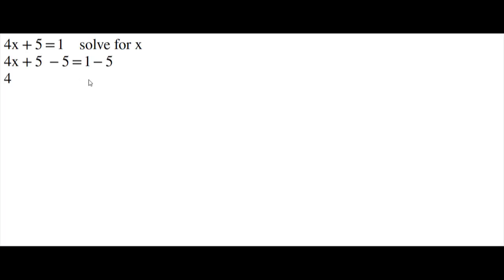So let's see what we have here. So 4x, okay. Now plus 5 and minus 5, we all know that equals 0. Okay. Now let me go ahead and do 1 minus 5, and your end result here is a negative 4. Okay. Now let me go ahead and simplify it even further. 4x equals negative 4. Okay, so now you only have one integer times a variable, which equals a negative integer.